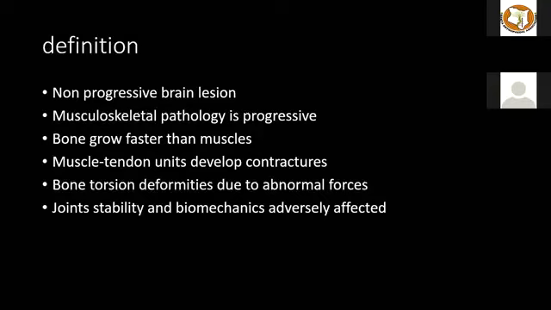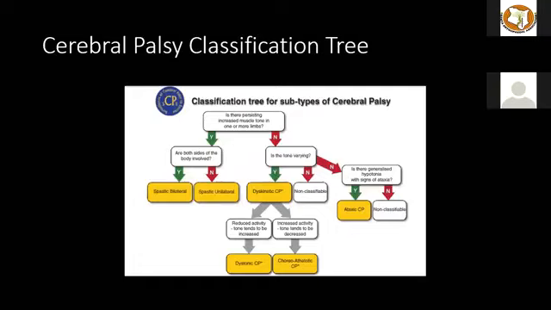The muscle tendon units get contracted, thus leading to joint deformities as well as instabilities. We see bone torsions in the tibia as well as the femur. The biomechanics of the affected joints, particularly the hip and the knee, change drastically, and that raises the energy expenditure as well as affecting the gait. Cerebral palsy classification based on physiology can probably be divided simply into spastic and non-spastic for the purpose of this discussion.